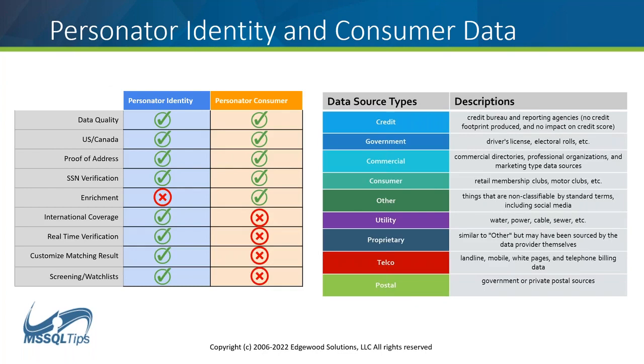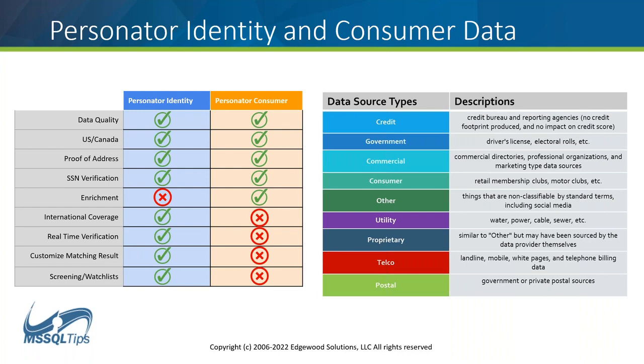Here on my next slide, I would like to wrap up the demo section with kind of a head-to-head comparison of the two services we have been talking about. The main difference is that the consumer service, that was the second service that we examined, can offer data enrichment, but offers neither international coverage nor screening against watch lists. So if you ask me what's the biggest difference, probably that would be my first answer.